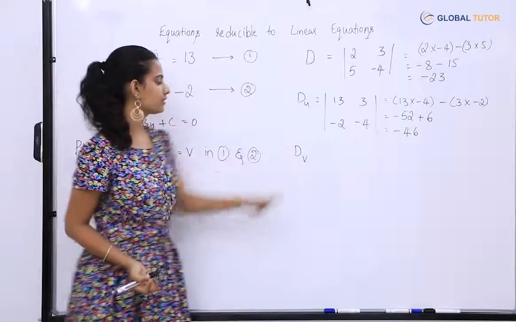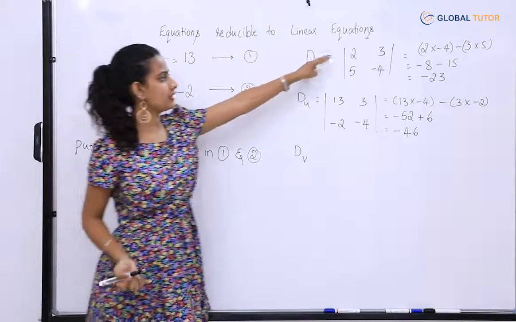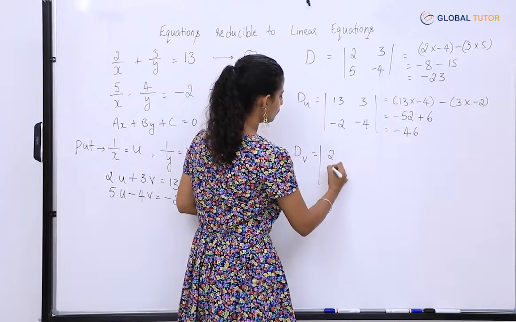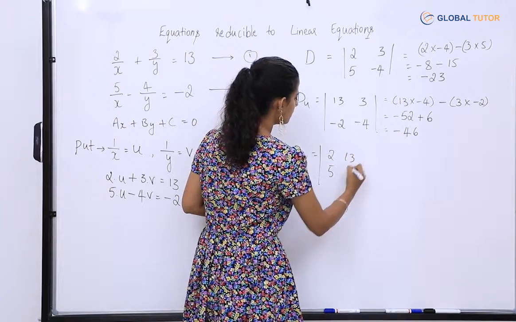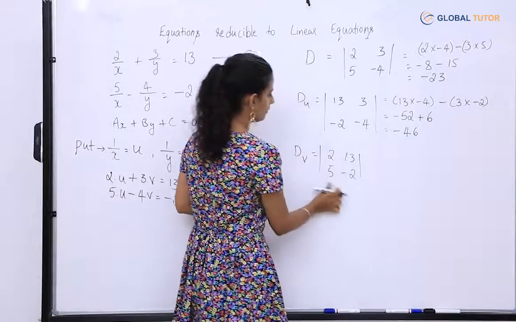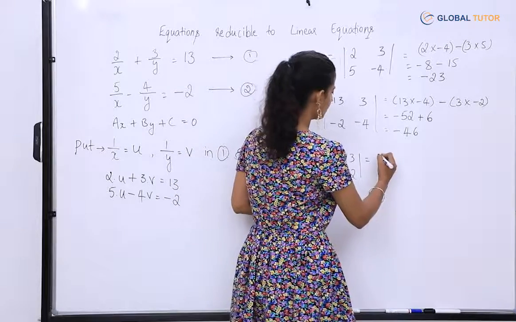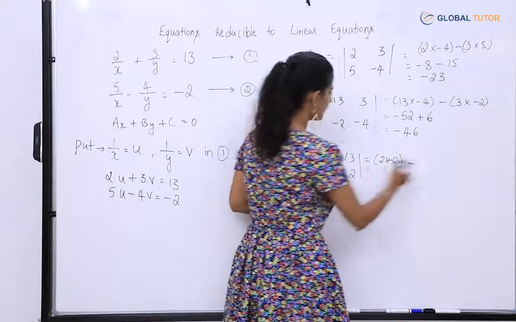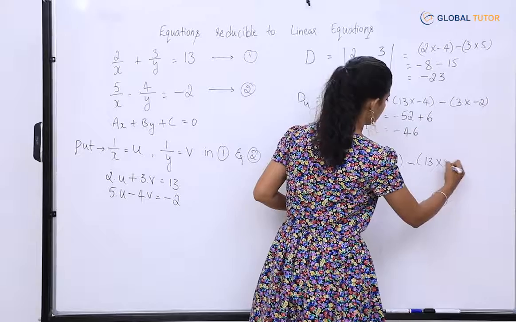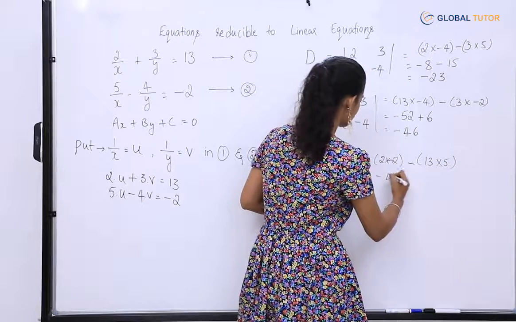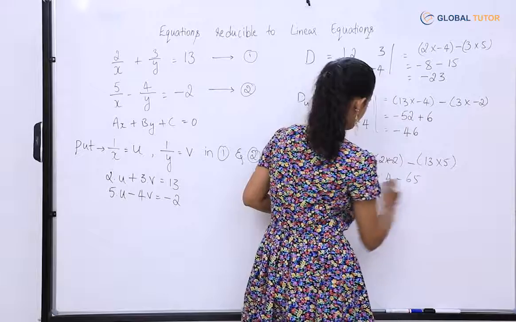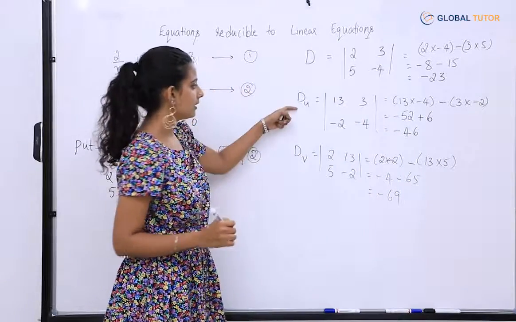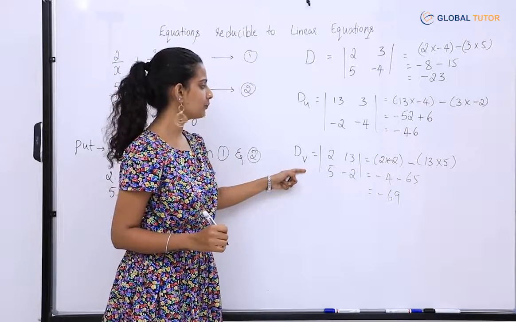Now Dv. In place of Dv, again the second column will become 13 and minus 2, and the first column will remain the same as D, 2 and 5. So we are going to write 2, 5, 13, minus 2. So this is 2 into minus 2 minus 13 into 5. So this is minus 4 and minus 65, which is minus 69. Now what do we find? The values of u and v.